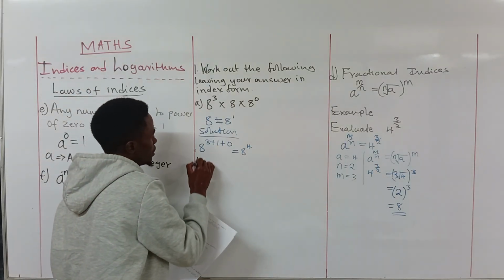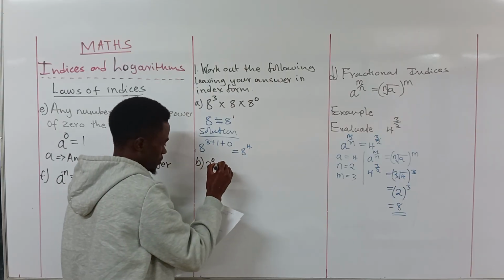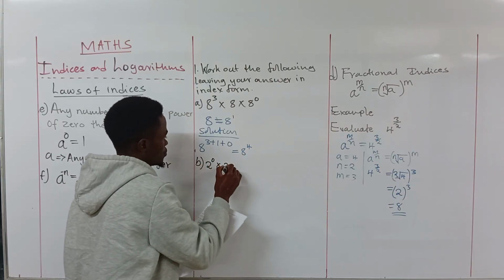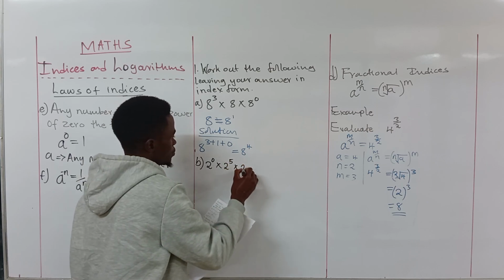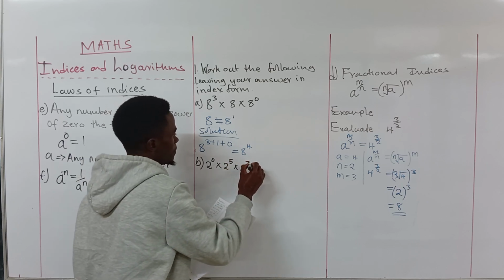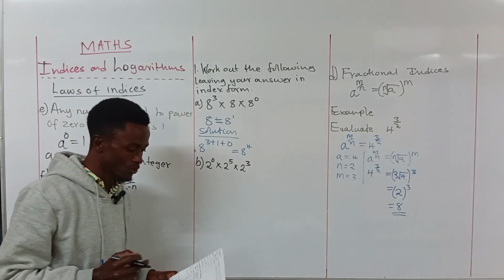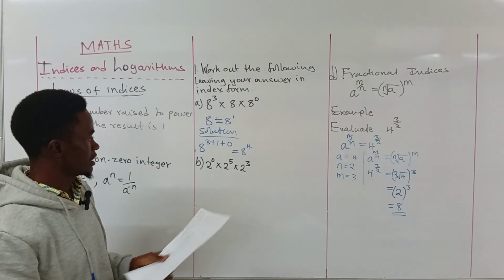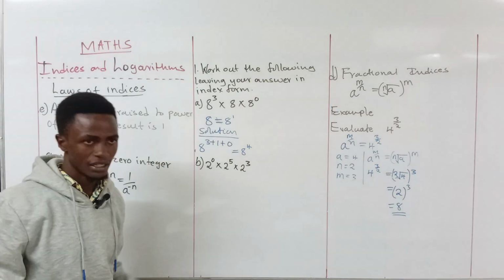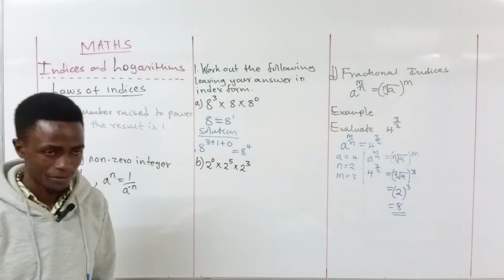We have the second one, 2 power 0 times 2 power 5 times 2 power 3. I'll give you a minute so that you are able to go through it. Check whether you have understood. You try it first before I do it.